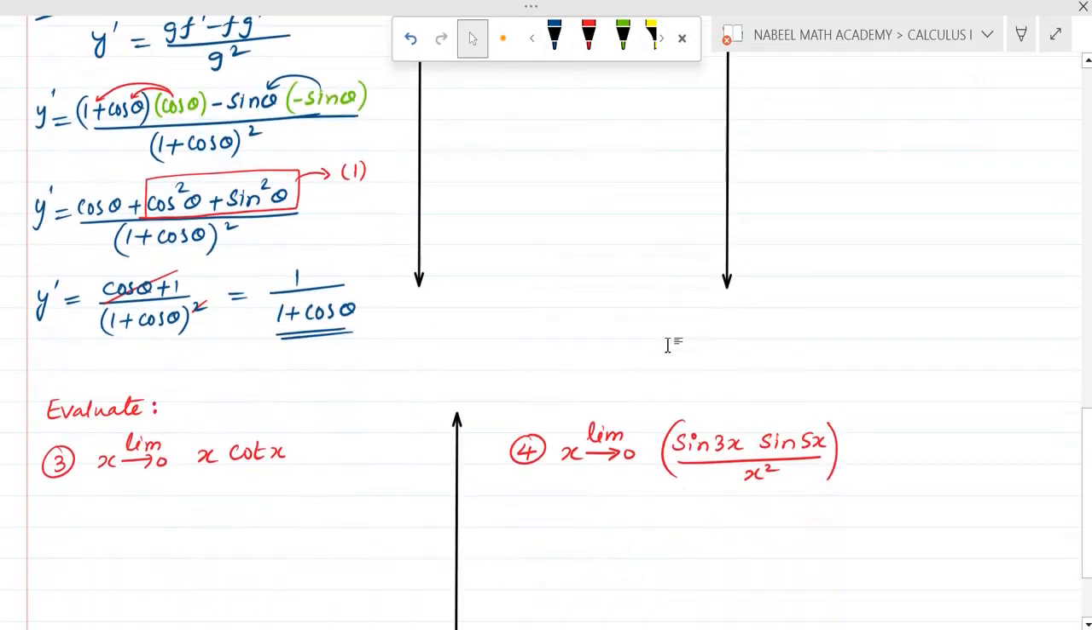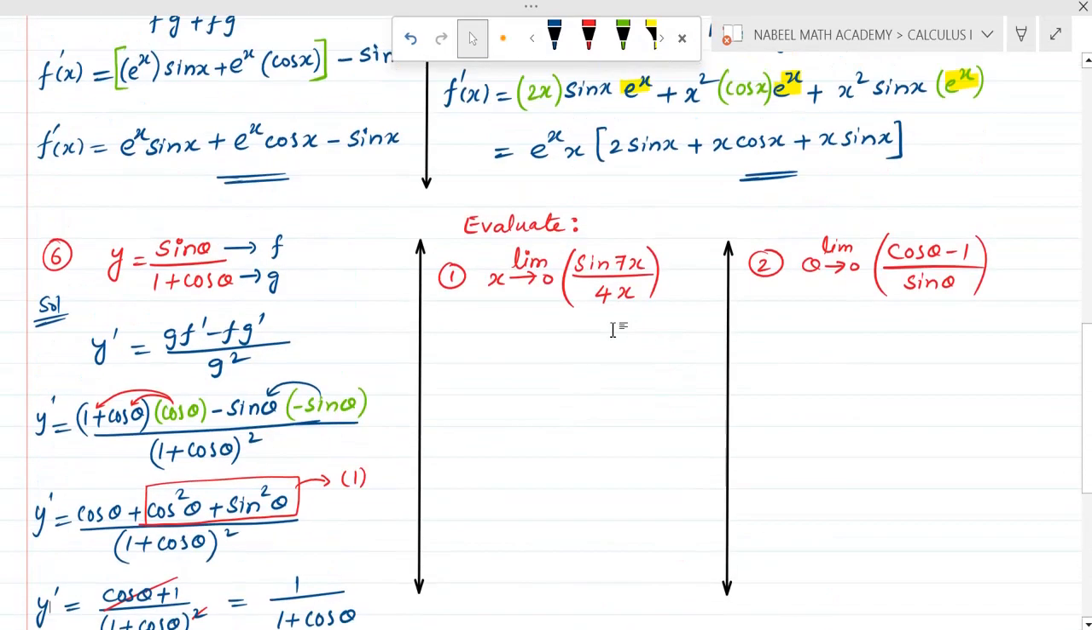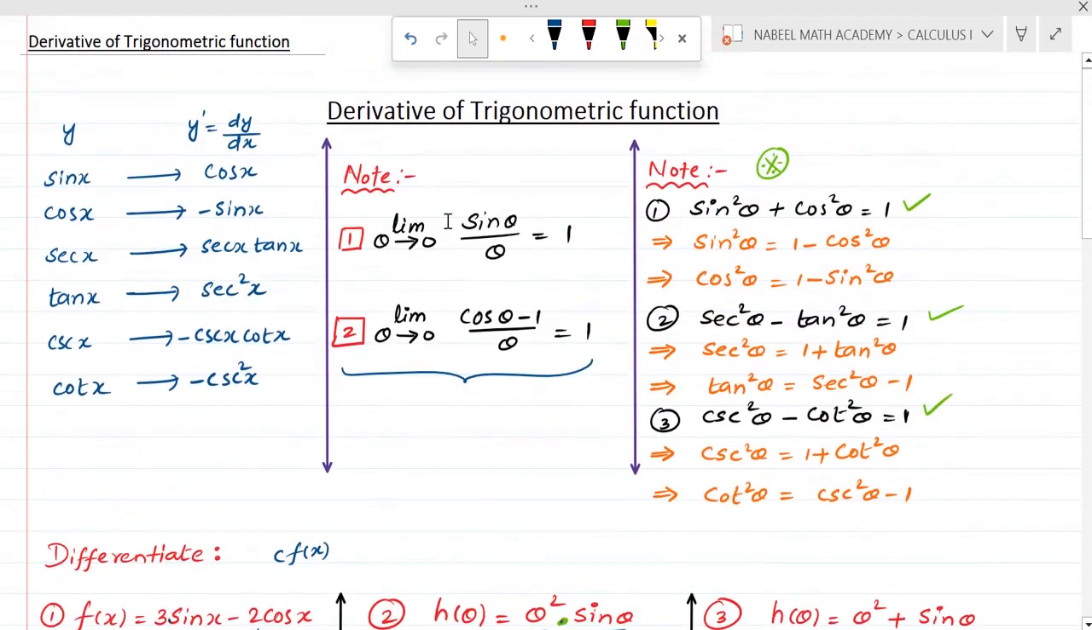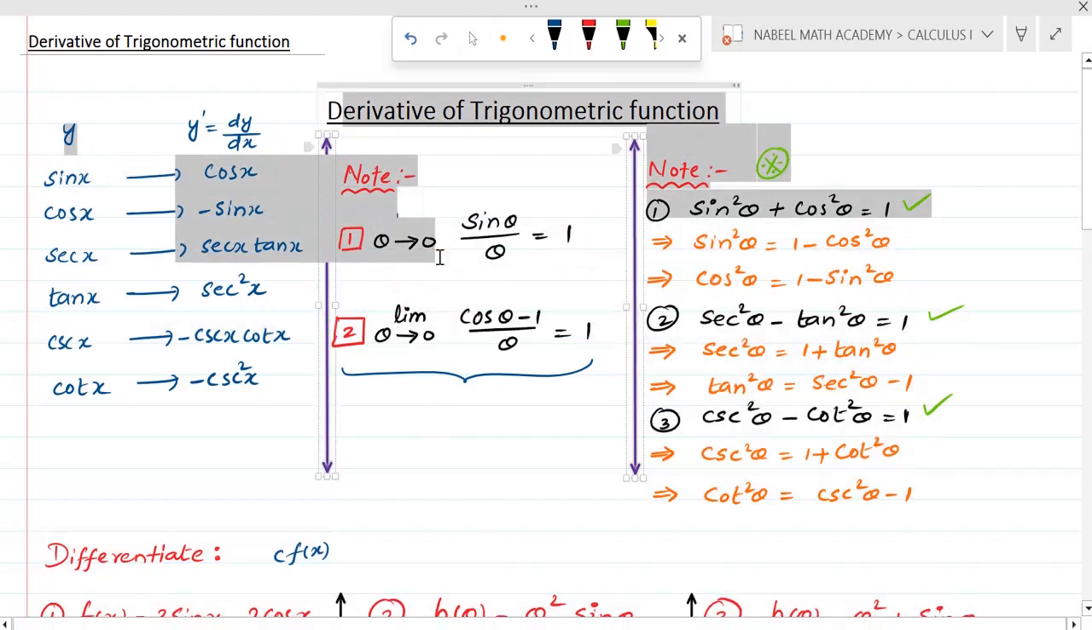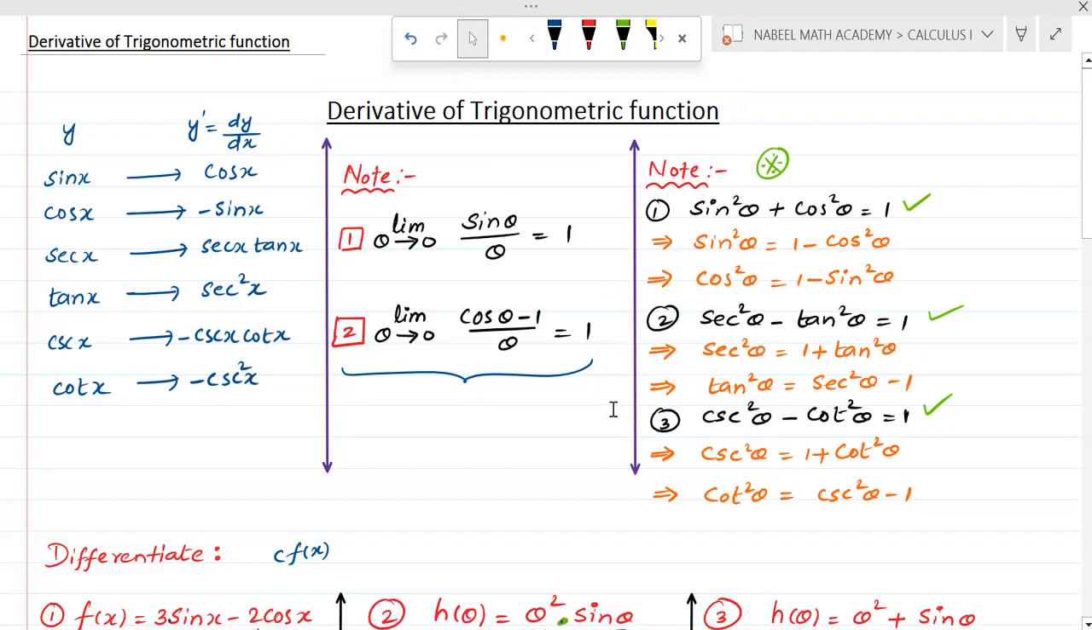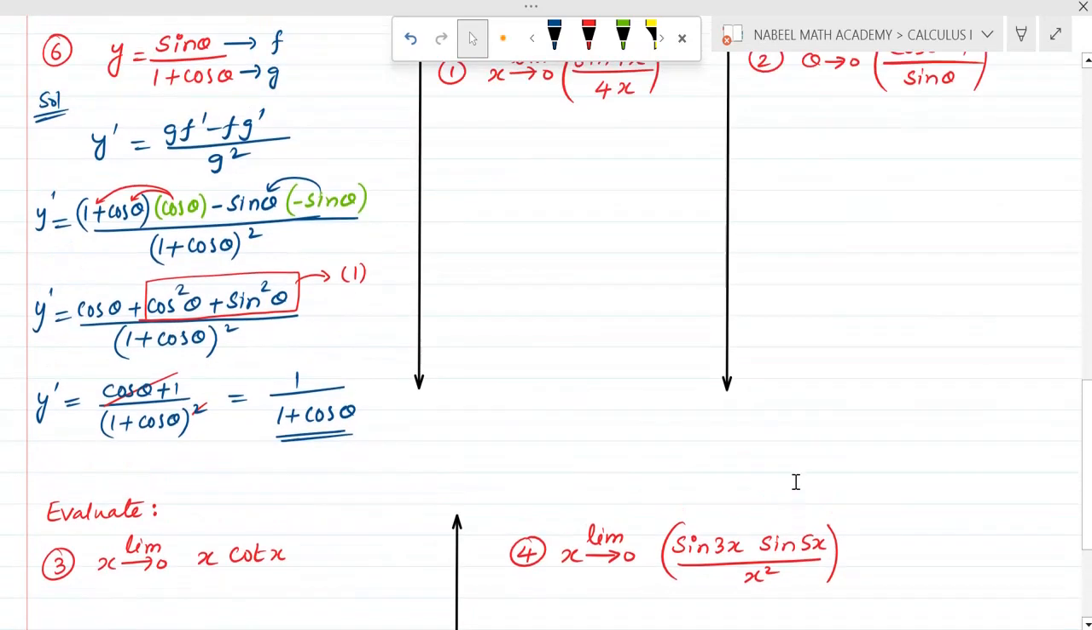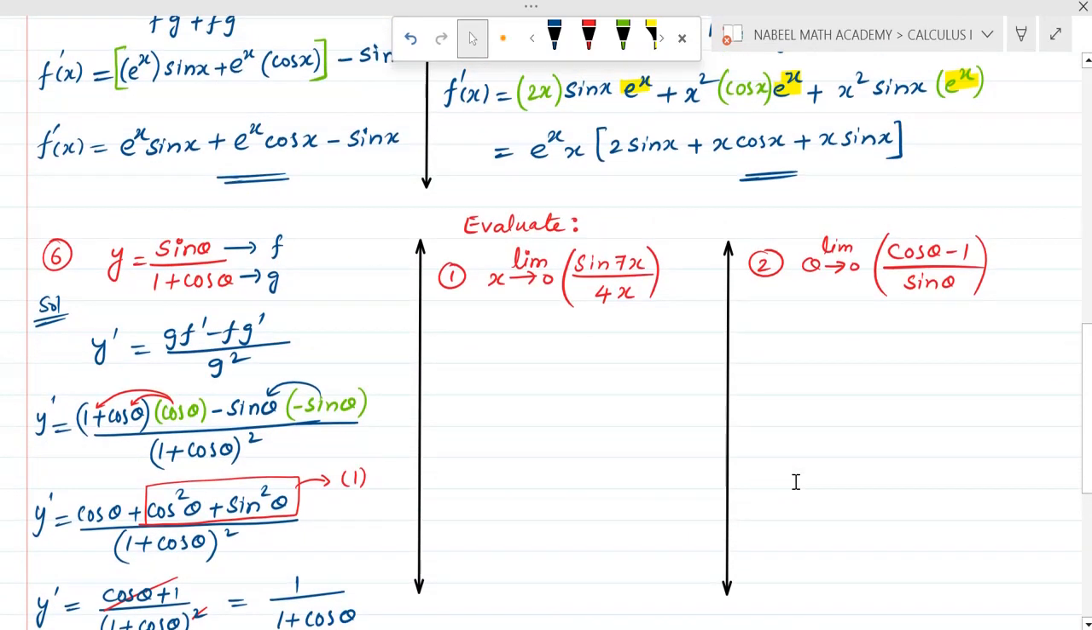Now the next one we have here is the limit of the function. We make use of this note. So we will take this part and paste it here so that we can refer to it. Now here, as per this rule, I have to get the same term. 7x means it should be 7x in the denominator. Then only you can apply the rule as sine theta. I write the rule first here.